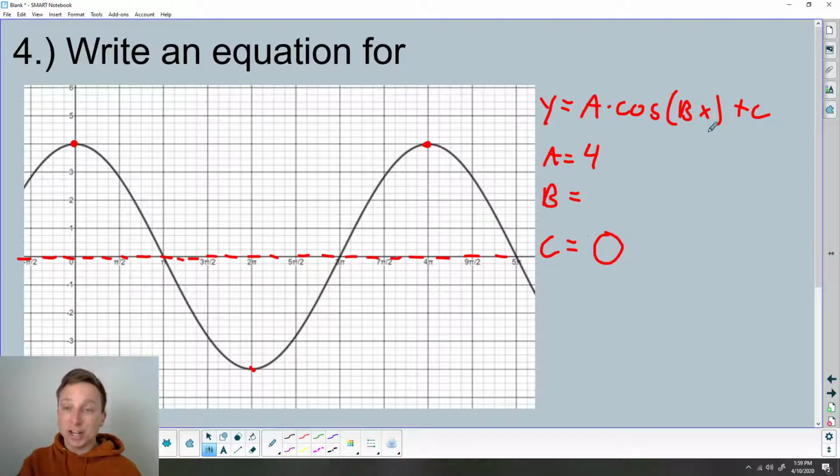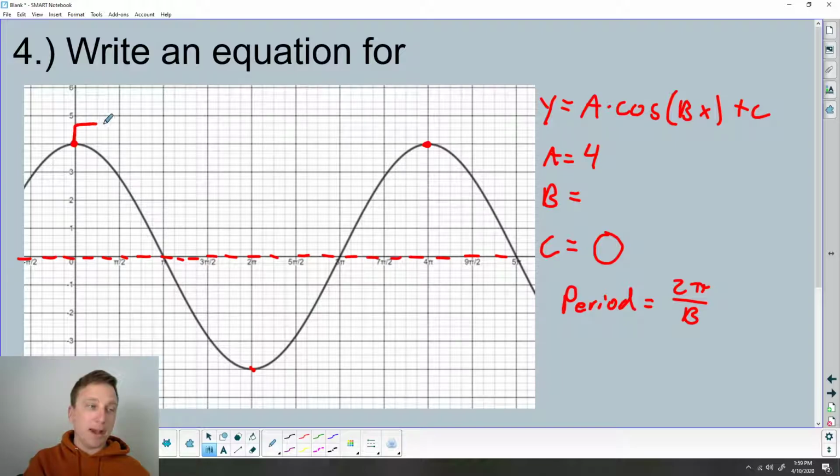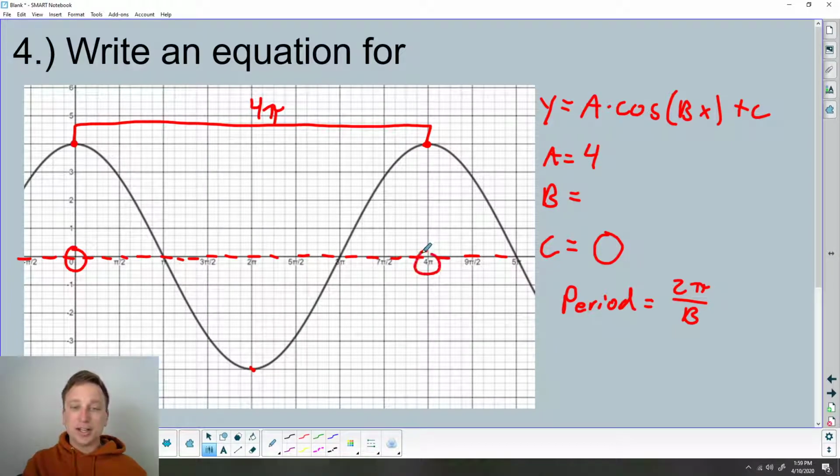Well, to find our b value, we know our period is equal to 2 pi divided by b. So if I want to find b, I need to identify the period. Well, a cosine function achieves one period as it goes from a maximum to another maximum. And we found that right here. We have a maximum, and we're going through this oscillation to another maximum, and that is 4 pi distance, starting at 0, ending at 4 pi.